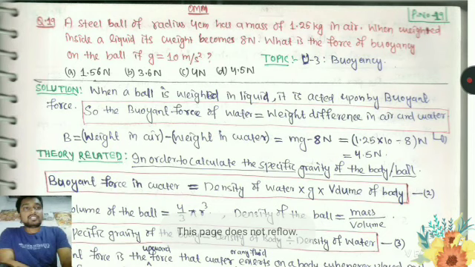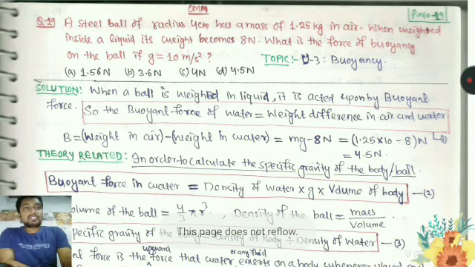What is the related theory? You need to calculate the specific gravity of a body or a ball. To calculate the specific gravity, we require the density of that body with respect to the density of water. Specific gravity of the body is equal to density of the body divided by density of water.